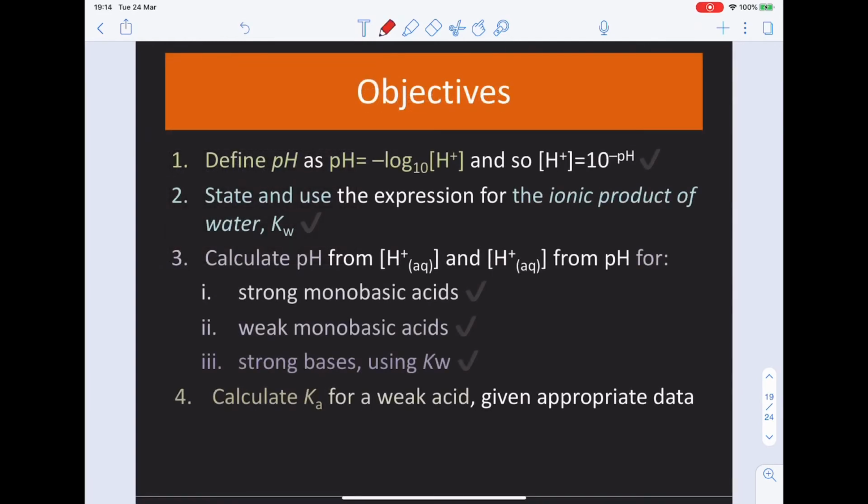So we covered what pH is. We've also covered how to work out pH for strong monobasic acids. We looked at what the ionic product of water is, and we can calculate the pH of strong bases using the ionic product of water. What we need to do next is look at how to calculate the pH of weak acids, and to do that we need to look at something called Ka first, which is the acid dissociation constant for weak acids.